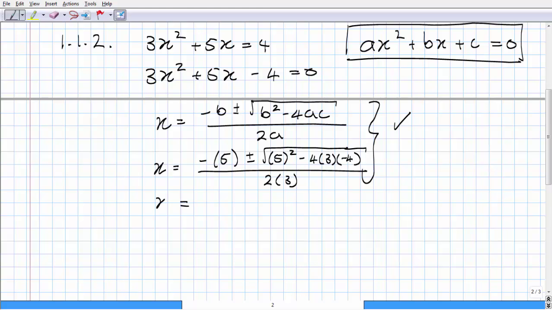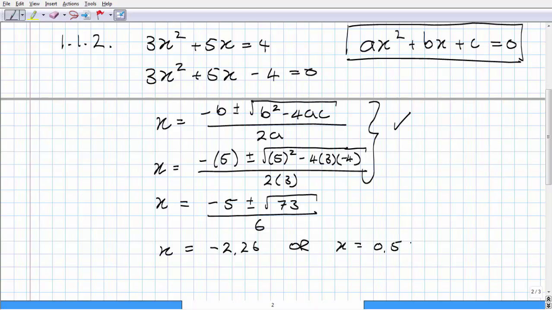So we work this out, and we end up with x equals, now you can plug these all into your calculator as you like, or we can work it out in our head, but we end up with this nasty looking thing of negative 5 plus minus the square root, everything inside here works out to 73, and that's divided by 6. Now obviously you're not going to do that in your head, hence why they say 2 decimal places. So x is either equal to negative 2.26 or x is equal to 0.59.